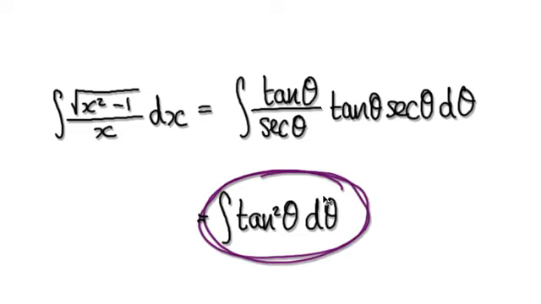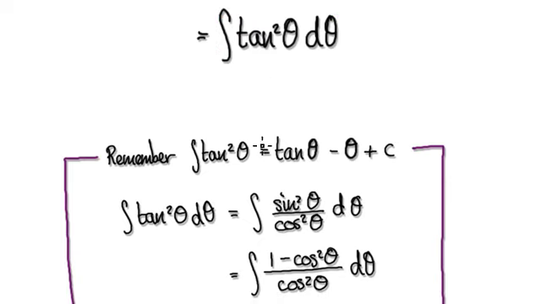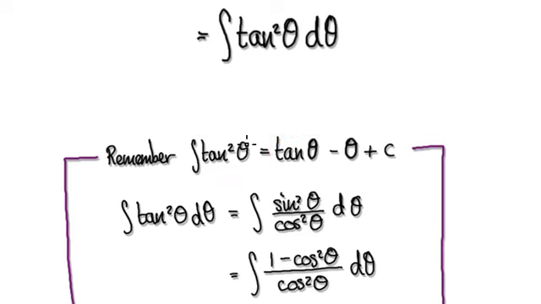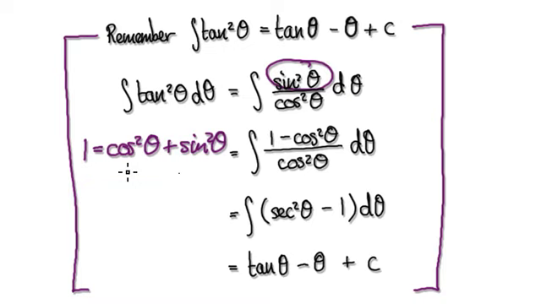Now it's just a matter of integrating this. If you integrate tan squared of theta, it will give you this. And we've done this in the past. So just as a reminder, to integrate tan squared of theta, write tan squared of theta as this, and then from 1 equals cos squared theta plus sine squared theta, you can take away cos squared of theta from both sides. That will then give you this.